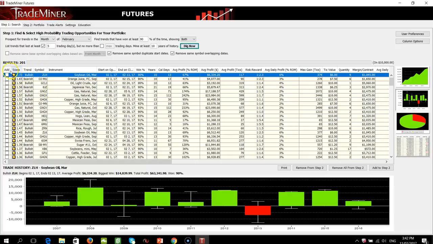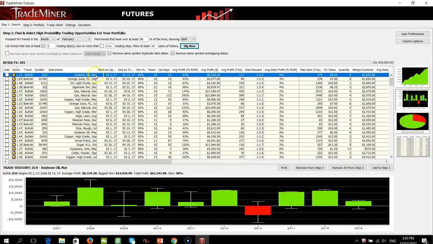So you can see the results, 201, and there's a score. It tells you the trend, the symbol, the instrument, starting on, ending on. When you should get into the trade, when you should get out, the win percentage, number of years, calendar days the trade lasts, average profit, return on money, average profit for the trade, average profit in ticks, risk reward, average daily profit, max gain, so on and so on, the margin per contract. And there's the score. It's a weighted score. I'm not going to get into what it is, but the higher the number, then technically the stronger the trade. I have it filtered by score here, so it has the highest score on top.